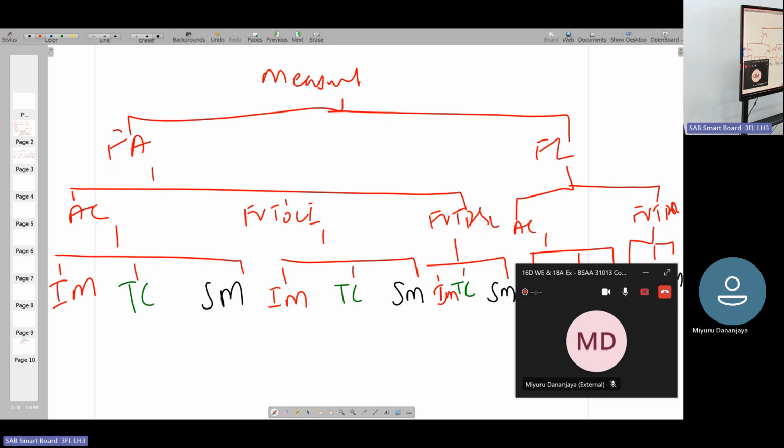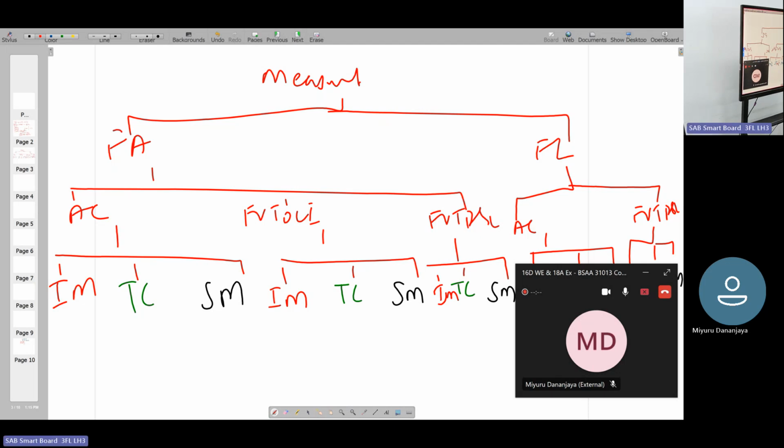Second one. Initial measurement is fair value. Transaction cost goes to the financial asset itself. Last one, subsequent measurement.